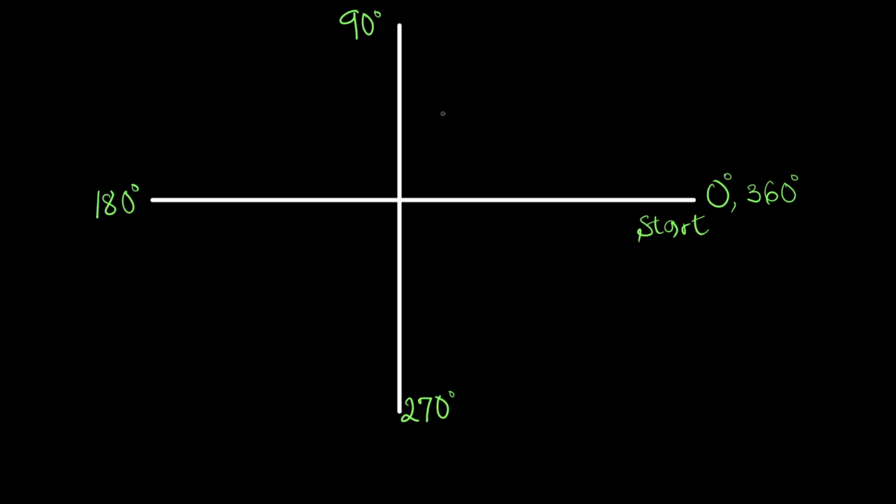Now for our first quadrant, we are going to have A. Our second quadrant, we are going to have S. Our third quadrant, we are going to have T. And our last quadrant, we are going to have C. Now to recall this, you can as well say all students take coffee.